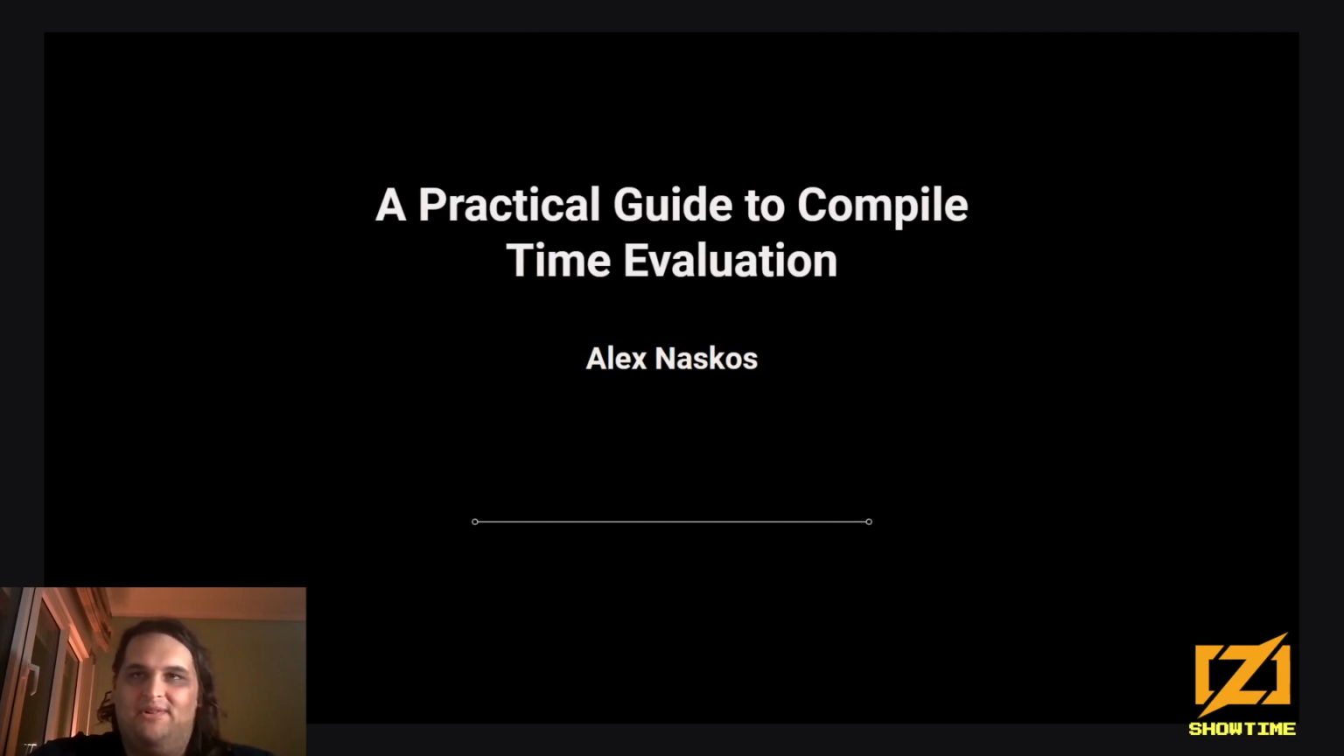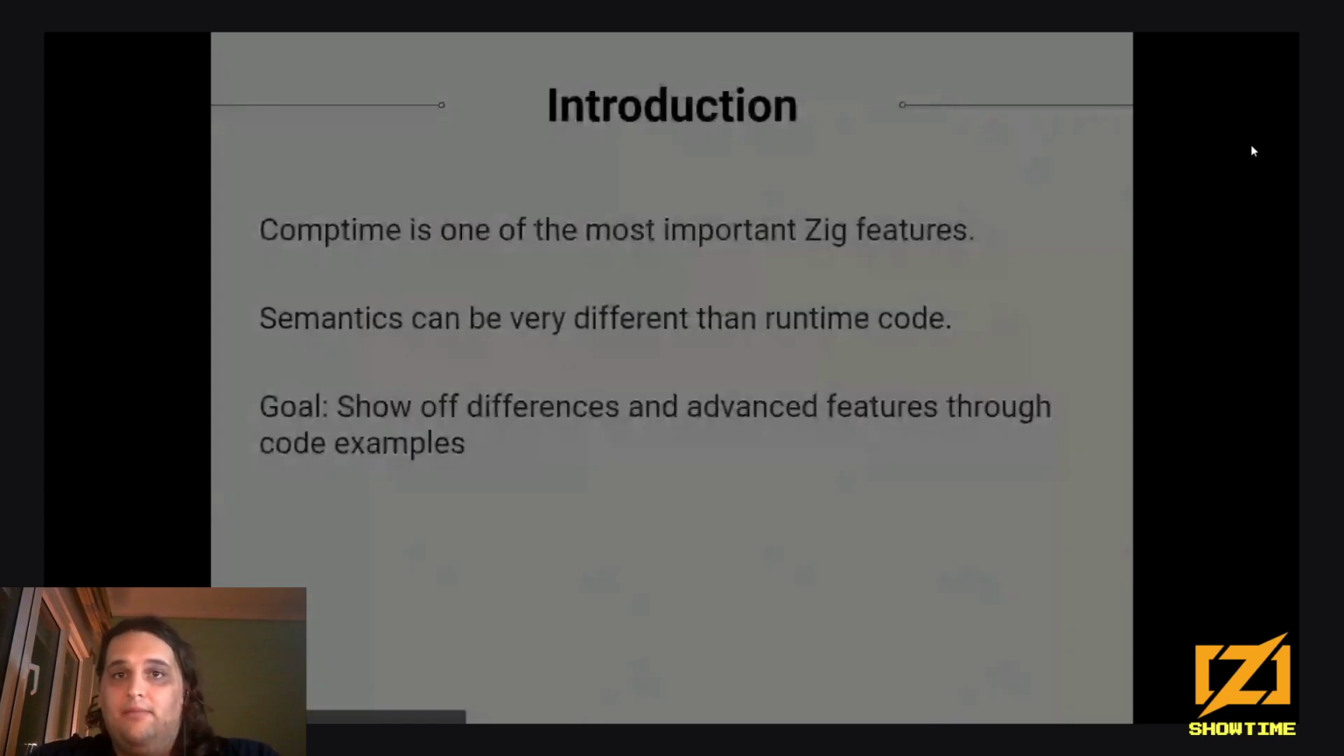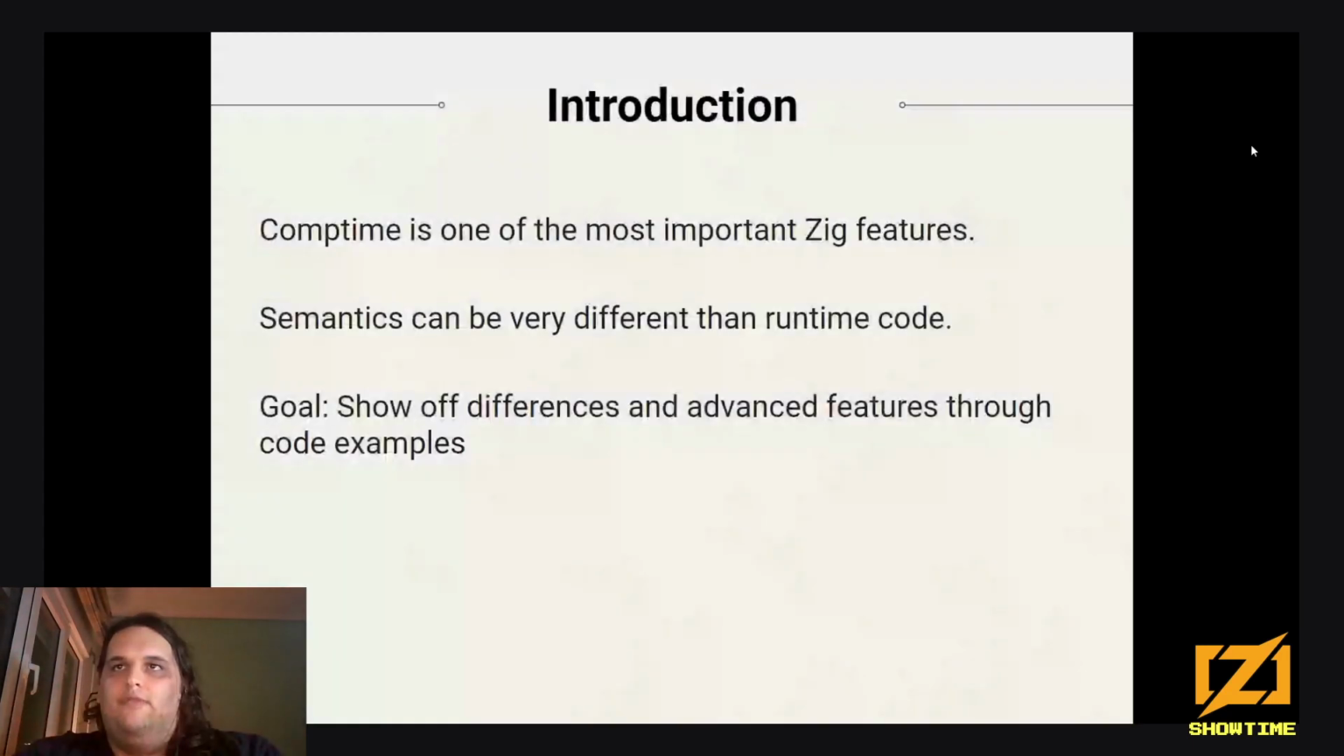Thank you very much for the kind intro. So today we are going to be talking about compile time evaluation in the Zig language, also known as comptime. The goal of this talk is to introduce some of you to some of the more advanced features and the semantics of comptime, and how you can use it not just to build generic types, but in general to do more interesting stuff.